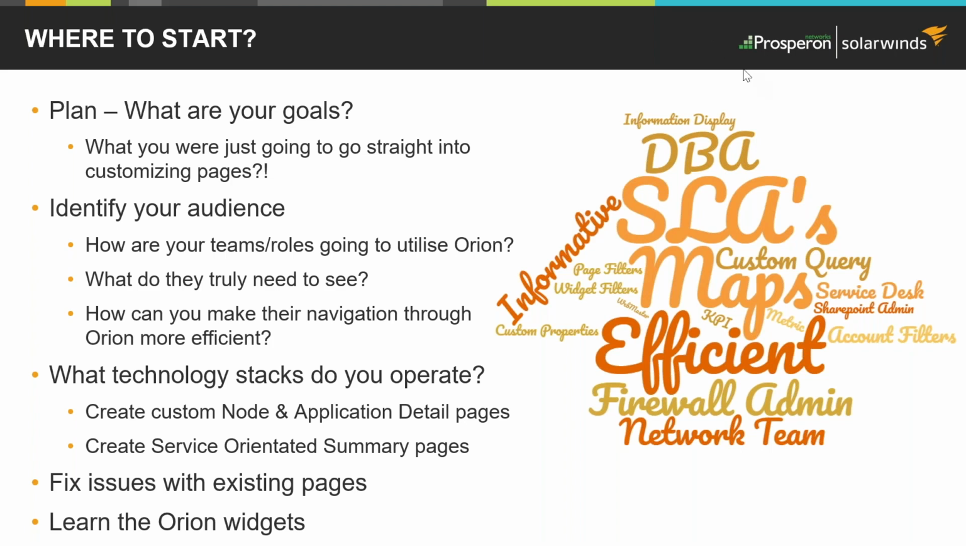Okay, so in terms of where to start, you can have a look at the bottom. You can see this: fix issues with existing pages. Is it an issue? Actually, it's more a case of taking the starting point and making it work for you. Throw away the stuff that you don't need, add the things that you do. The big thing there is understanding how Orion can change display views and the widget types it has. When I do the demo in a moment, I'm going to show you some examples of widgets that fundamentally do the same thing, but take a slightly different approach.